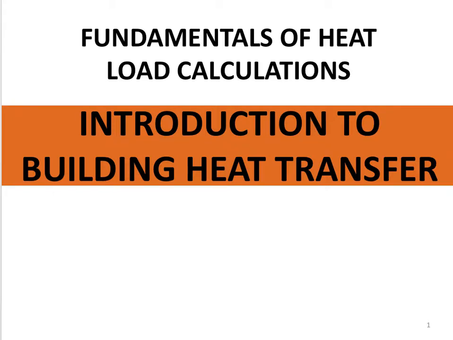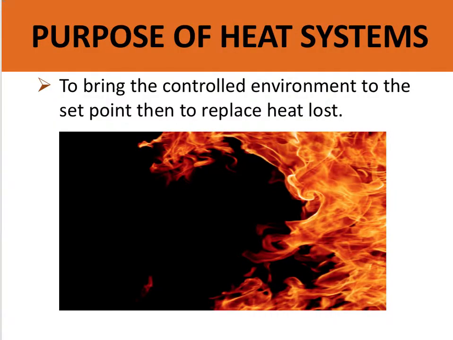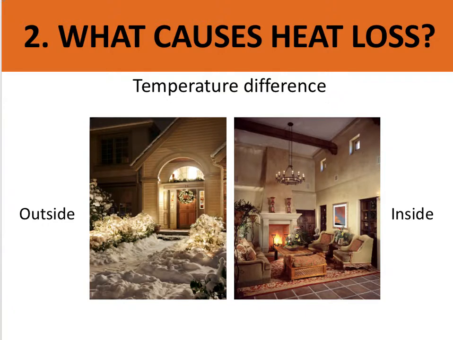Okay, we have to remember the purpose of heating systems is to control the environment to a set point and then to replace heat lost. So in other words, we have a thermostat on the wall and we want to control our environment to that point of the thermostat on the wall. What causes our heat loss? It's a temperature difference. Outside is cold, inside is hot. So the temperature difference is the cause of the heat loss.